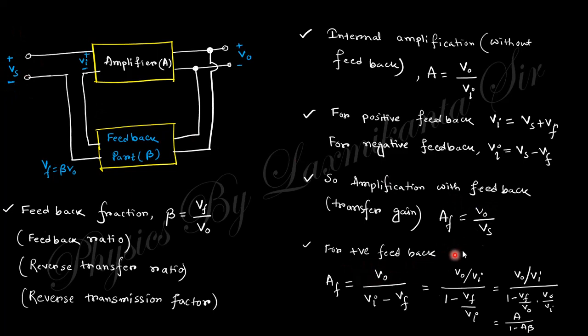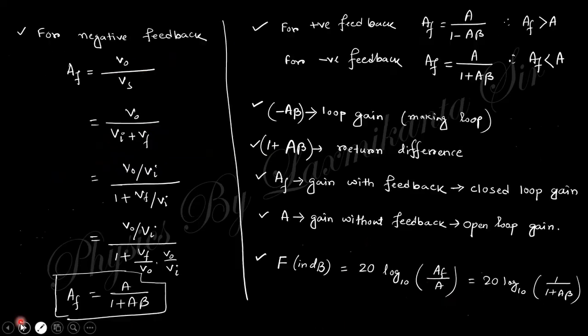For positive feedback, this Vs is nothing but Vi minus Vf. So if you divide it by Vi and rearrange, you will find A by 1 minus A beta. So AF equals A by 1 minus A beta for positive feedback. For negative feedback, similarly AF by Vs, but Vs changes to Vi plus Vf. Finally, you will get A by 1 plus A beta. So for positive feedback, AF equals A by 1 minus A beta, and for negative feedback, AF equals A by 1 plus A beta.